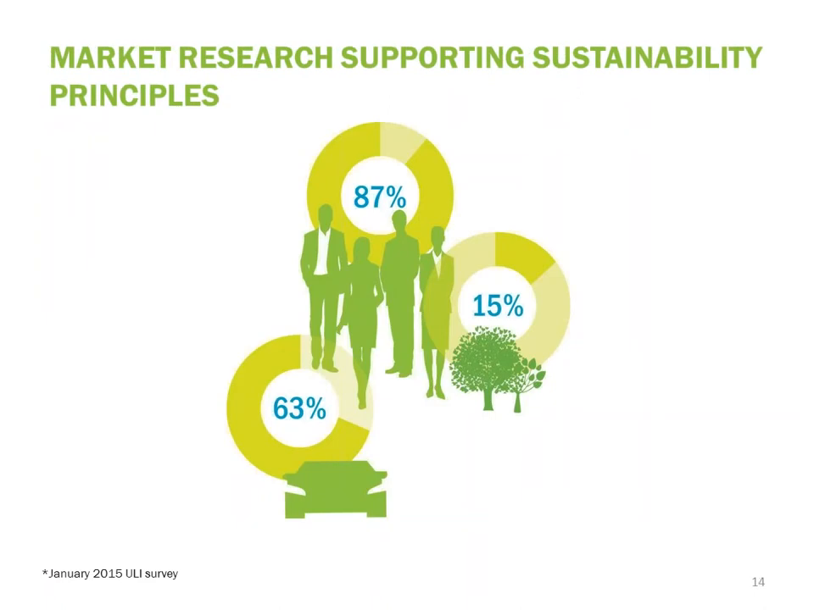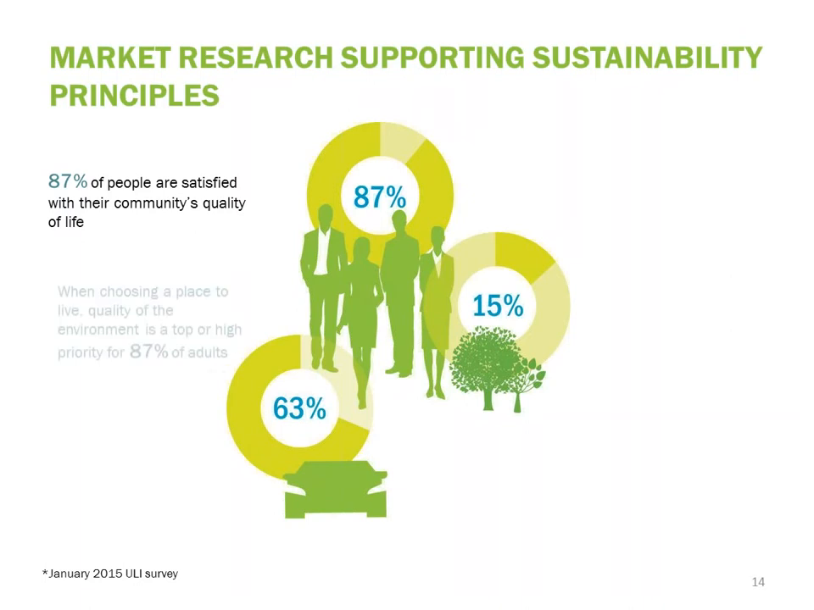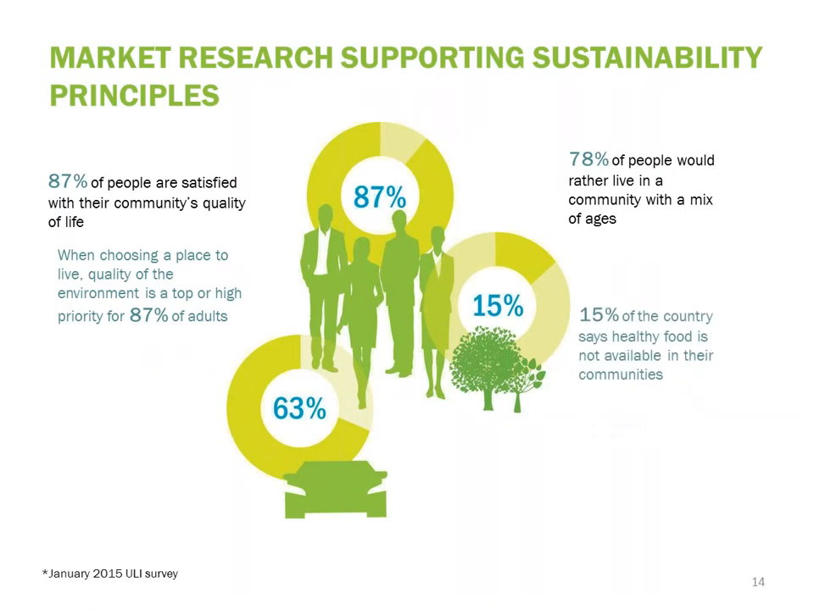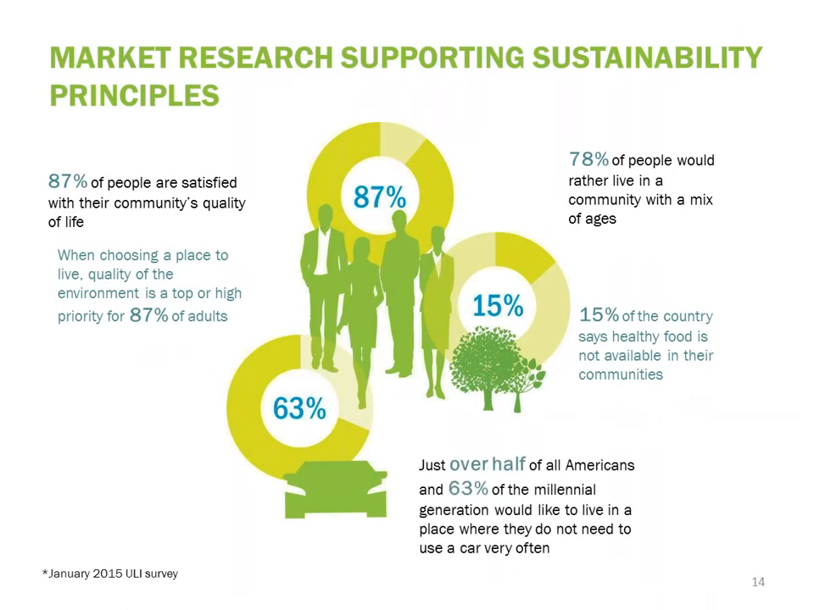It's interesting, some marketing research supporting sustainability principles. Now, 87% of people are satisfied with their community's quality of life. And when choosing a place to live, quality of the environment is a top or high priority for 87% of the adults. 78% of people would rather live in a community with a mix of ages. 15% of the country says healthy food is not available in their communities. And finally, just over half of all Americans and 63% of the millennial generation would like to live in a place where they do not have to use a car very often.